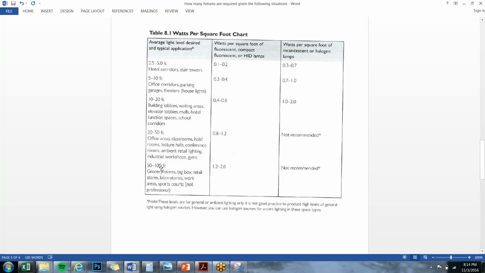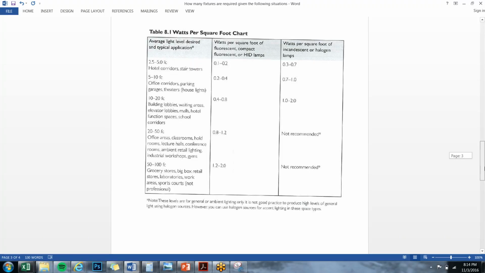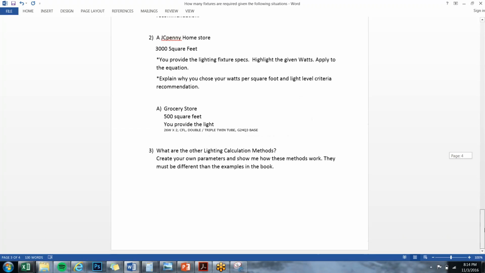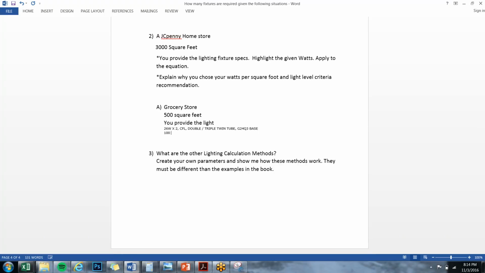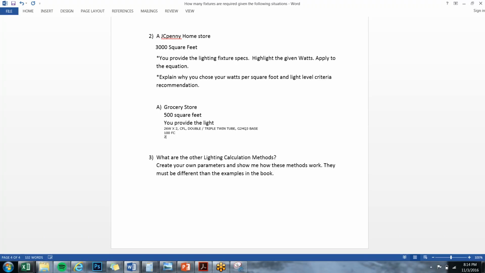It's 50 to 100 foot candles. Because I want to be safe, I'm going to choose 100 foot candles. So it's 100 foot candles, and then it's 2.0 for my watts per square foot because I chose the highest value and the highest value. So 100 foot candles and 2.0 watts.